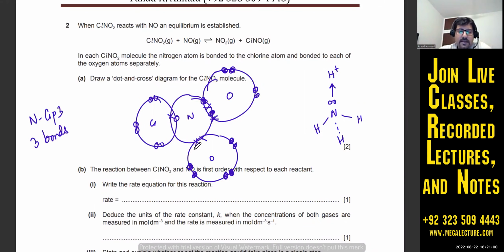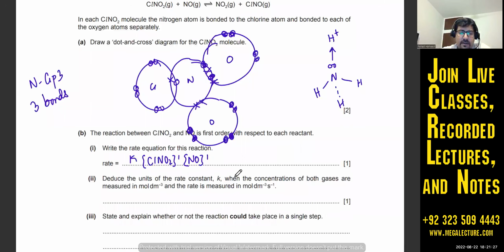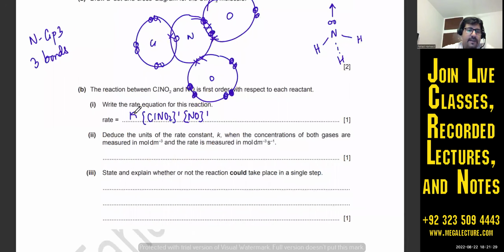I said, write the rate equation. They already told you the reaction between Cl and NO2 and NO2 is first order with respect to each reactant. So, I mean, everything is given. So, it's K times ClNO2 concentration, right? And NO concentration, that's order 1, right? Deduce the units of the rate constant K when the concentrations of both gases are measured in mol per dm cube. So, you just have to deduce the units of K.